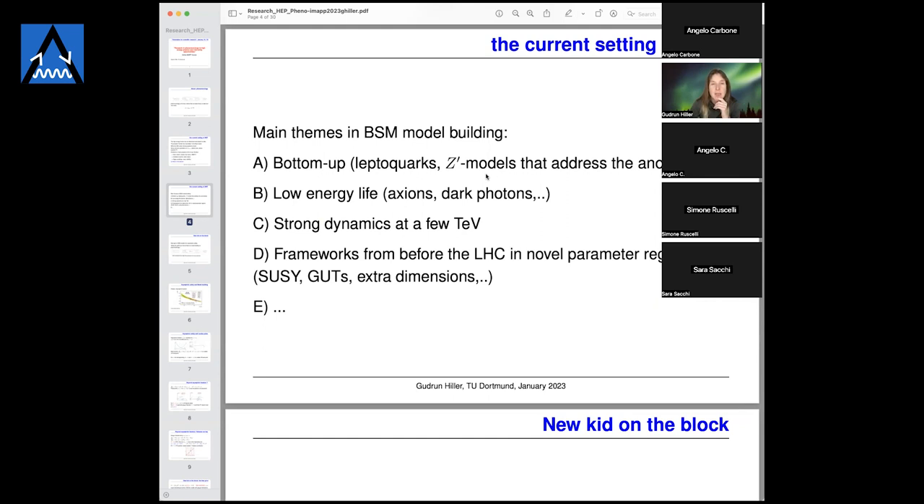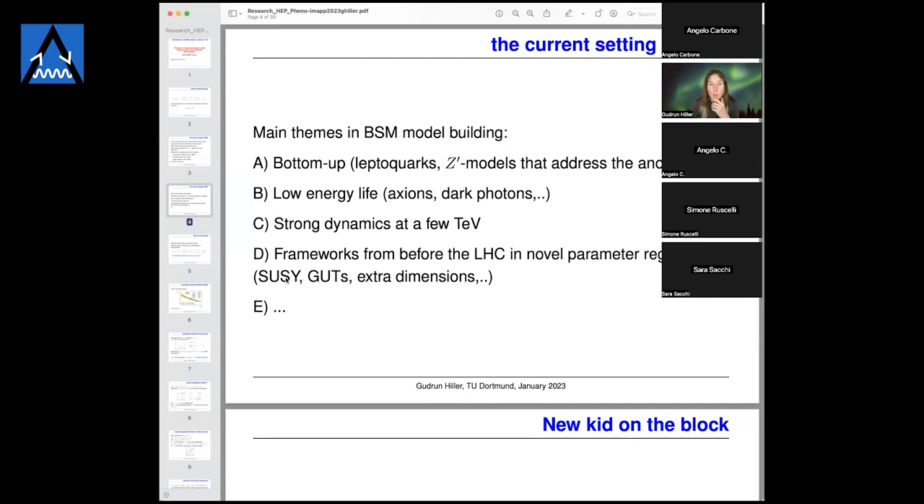And the other stream that people are very interested in for many, many reasons is this low energy zoo. So axions or axion-like particles, dark photons. So it's low energy, it's light. These are very light and they couple very feebly. And this is why they haven't been seen yet. So it can be GeV, but it can even be lighter. And a third direction where people are interested is strong dynamics, composite Higgs models at a few TeV. So this is definitely a topic for colliders. And then D, there people are still working on, say, supersymmetry and GUTs and extra dimensional settings. Those were popular by the turn of the millennium.